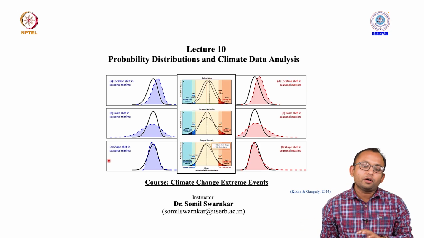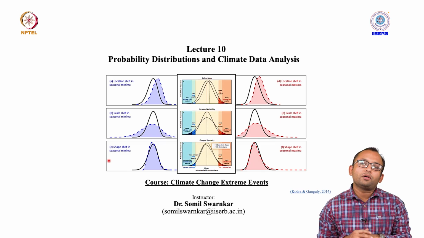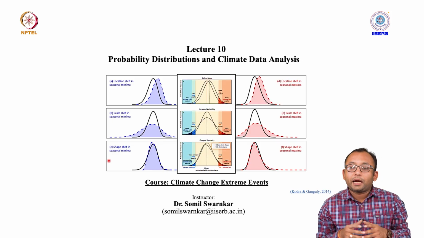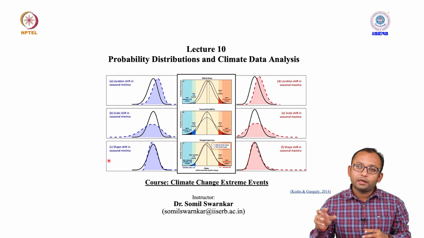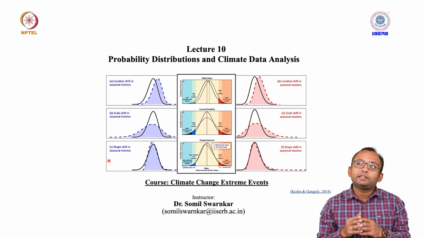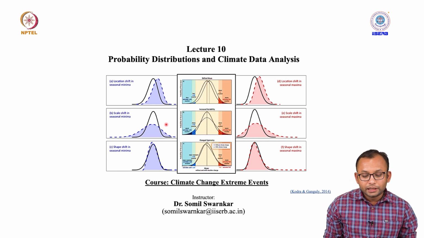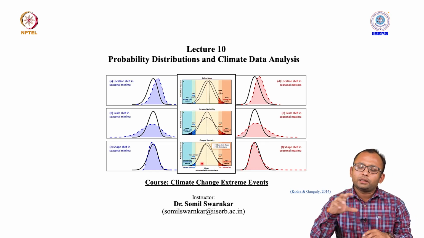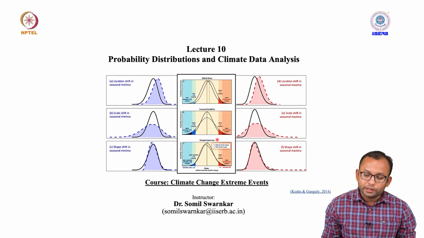In this lecture, we will talk about probability distribution and climate data analysis. When we talk about the climate shifting or a change in the climate, it can change in multiple different ways. For example, there might be a change in the mean or the median values of a certain climatological variable, or a change in the variability of the system, or a change in the overall distribution of the data set, whether the data set has been shifted towards the positive direction or the negative direction.